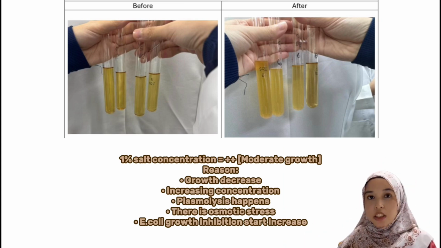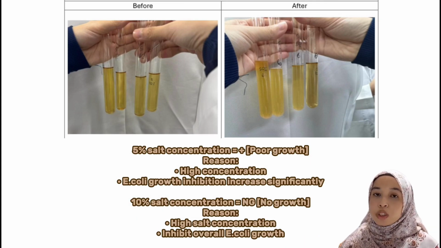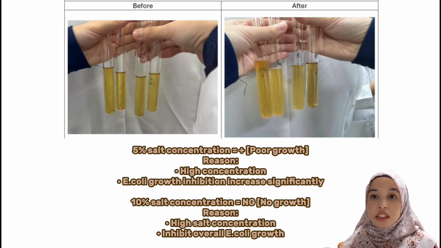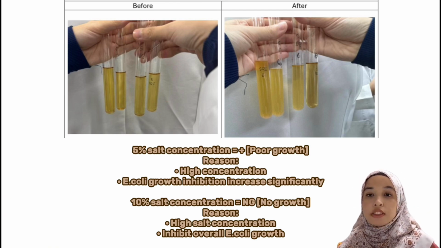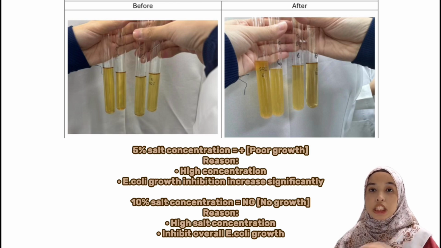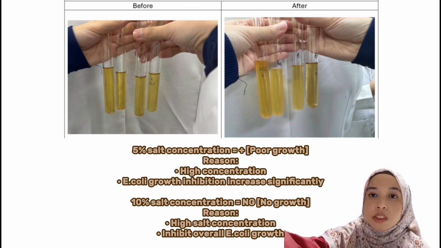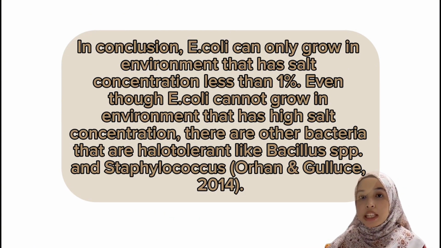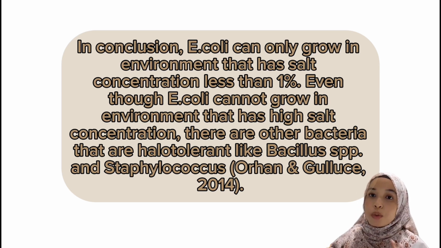In 5% salt concentration, E. coli has poor growth. This is because the salt concentration is increasing significantly, which causes its growth inhibition to increase significantly. In 10% salt concentration, there is no E. coli growth because the high salt concentration inhibits the E. coli growth overall. In conclusion, E. coli can only grow in an environment where the salt concentration is less than 1%.